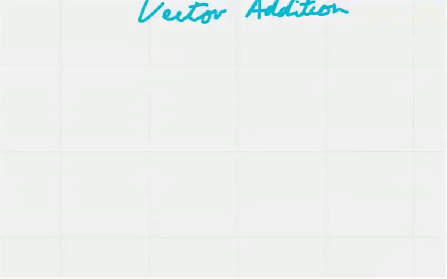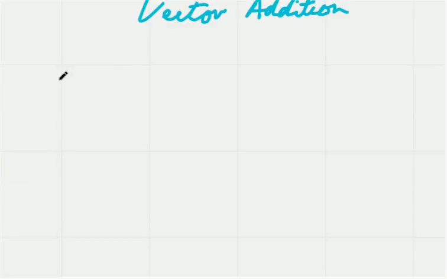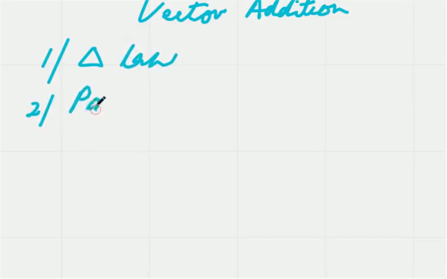Hi, today we will see vector addition. Now, unlike scalars which are added algebraically, vectors have certain rules to follow while adding them. There are two major rules: the triangle law of vector addition, and the parallelogram law of vector addition.